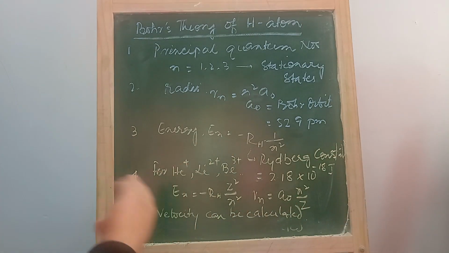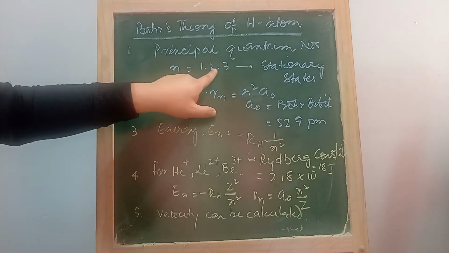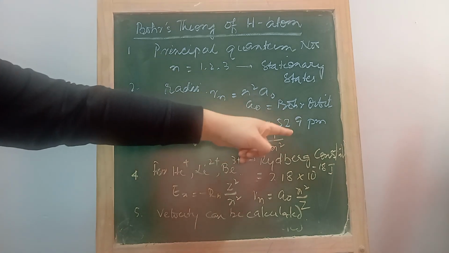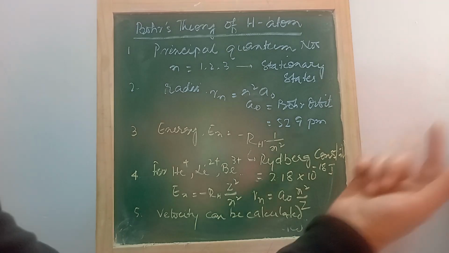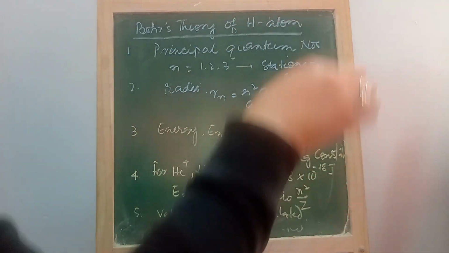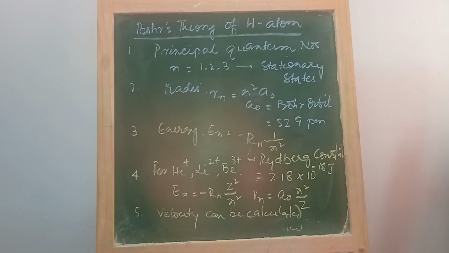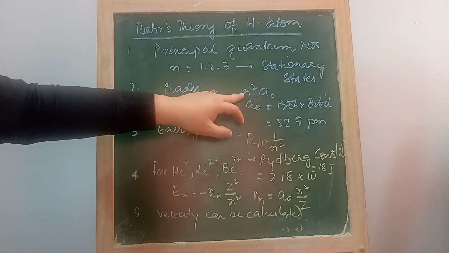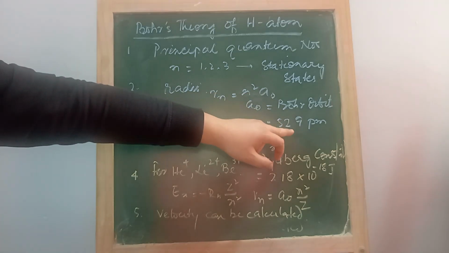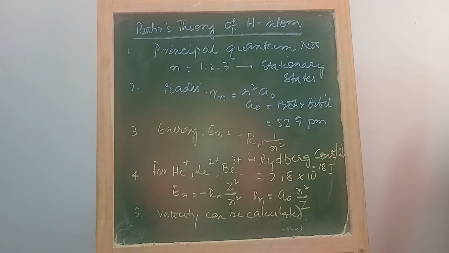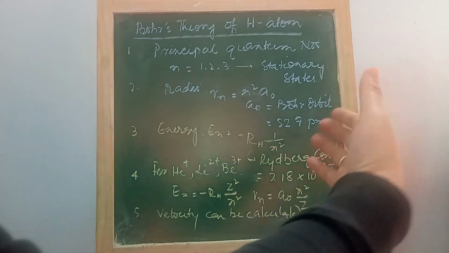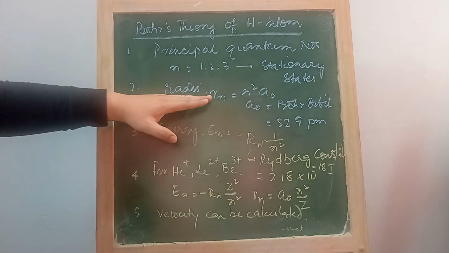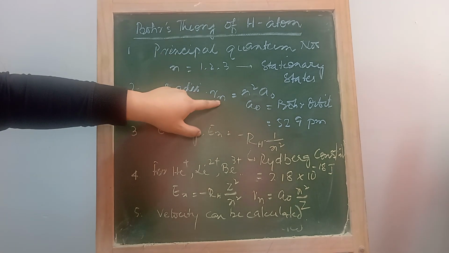The second permissible orbit will have principal quantum number 2, so its radius will become 4 times this. Then for the third stationary state, similarly, while the electron is in the third stationary state, its radius will be 3 square multiplied by this, that means 9 times this. So it varies in square times. Now, while in this radius, what will be its energy when it is in this particular orbit?